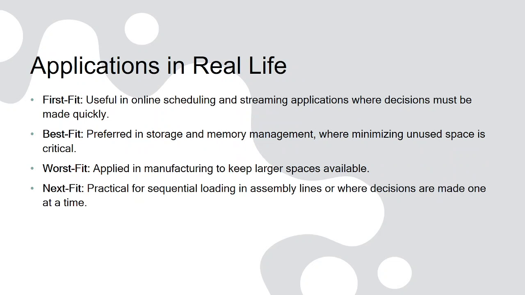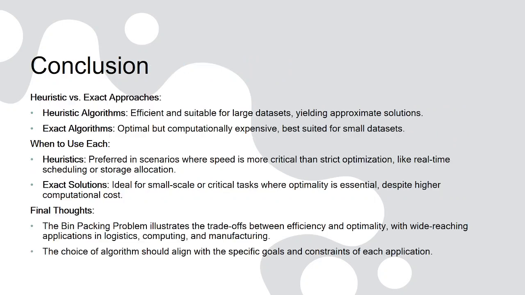And here are the applications in real life. Each algorithm has its own practical application. First fit is great for applications where quick approximate solutions are acceptable, like online scheduling. Best fit is well suited for memory and storage management where space utilization matters. Worst fit is helpful in manufacturing where keeping large spaces available can be advantageous. Next fit is often used in sequential packaging tasks like assembly lines or conveyor systems. These diverse applications highlight the flexibility of the bin packing problem and its algorithms.